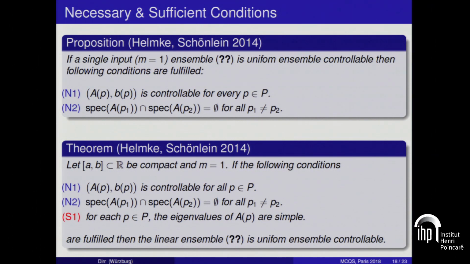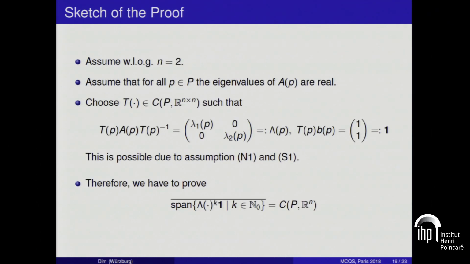And if you add one more condition to these necessary ones, you get a sufficient condition for controllability. The one you have to add is that you assume additionally that the eigenvalues of A(p) are simple, for each p. And then this gives you the uniform controllability of your linear system, and I can sketch the proof. It's easy to understand the proof, I think.